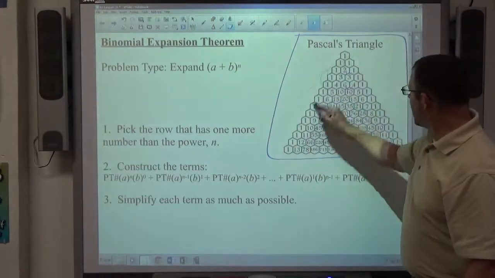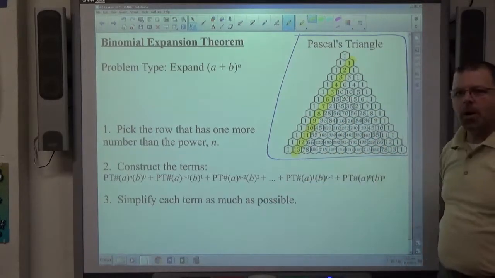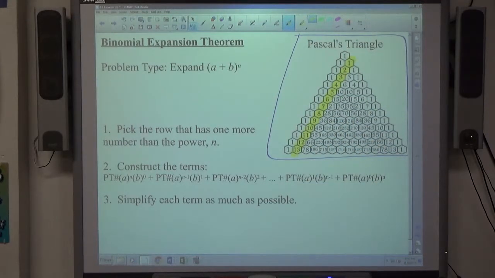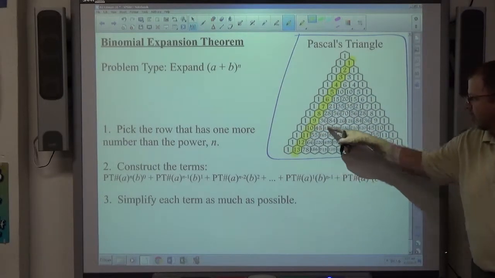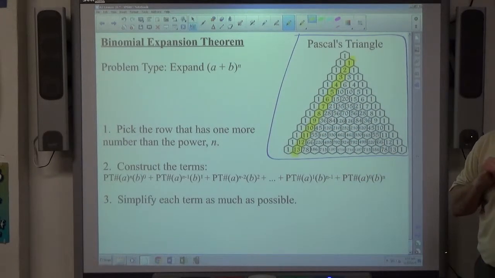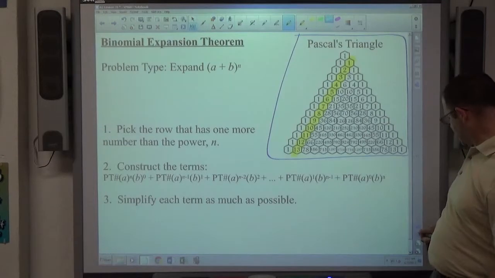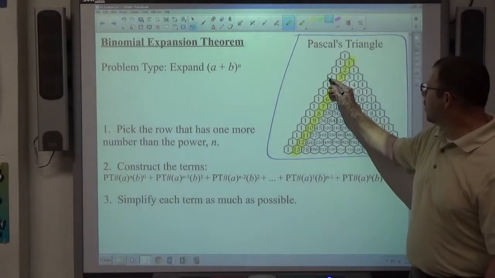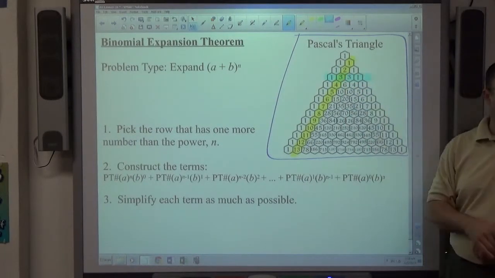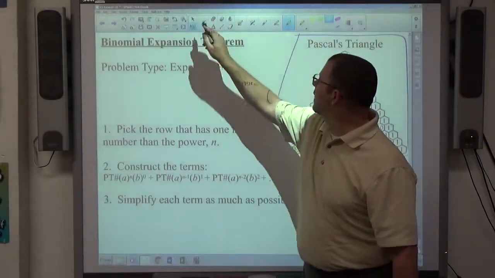And with that in mind, this row right here represents the power we're doing. We'll call that the power row for lack of a better name. So if I'm doing the second power, I use this row, third power this row, sixth power that row, 10th power this row, and so on. Let's say I'm doing problem number 1, which is x plus 3 to the third power. I would pick this row right here, because it's the third power: 1, 3, 3, 1. And this is simply how to construct the terms, and it's not nearly as confusing as it looks.